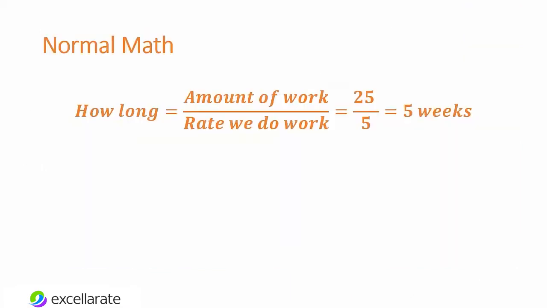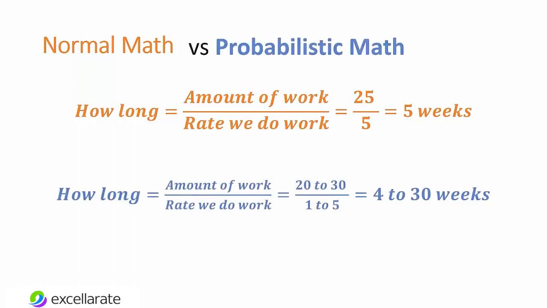Well, in normal math, we take an amount of work remaining, 25 points, and we divide it by a rate that we do work, 5 stories per week or 5 points per week, whatever you want to use, story points or throughput. And that equals 5 weeks. Now, in probabilistic math, the only difference is that we do the same mathematical function, but on a range of values, 20 to 30 story points remaining, and we get between 1 to 5 stories done per week. And we can equate that out to a range of 4 to 30 weeks being how long. So whenever you hear Monte Carlo forecasting or probabilistic forecasting, all it is saying is a mathematical technique to solve formulas using ranges of values.